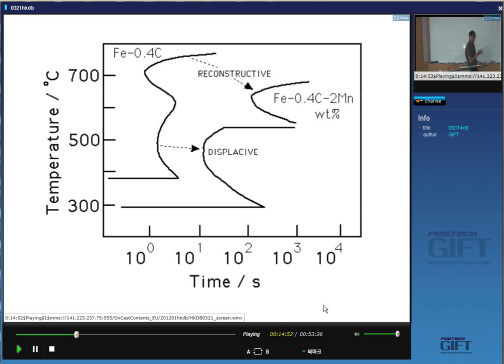Now, we can actually calculate these diagrams, okay? You can just download the software for doing calculations of TTT diagrams from our website. Put in whatever alloying elements you want, and it will predict the relative shifts in the two sets of C curves.